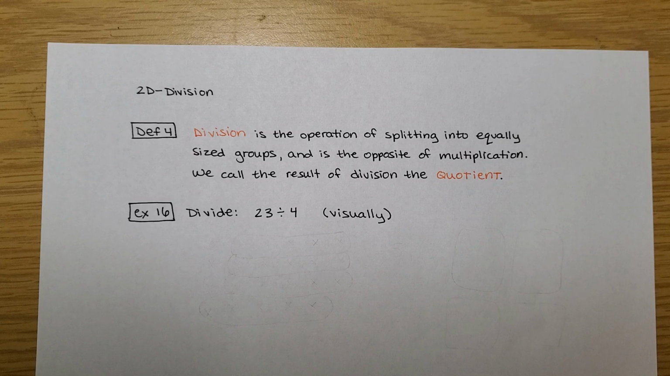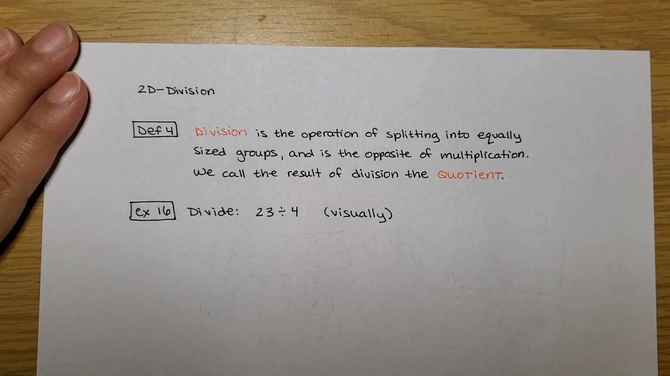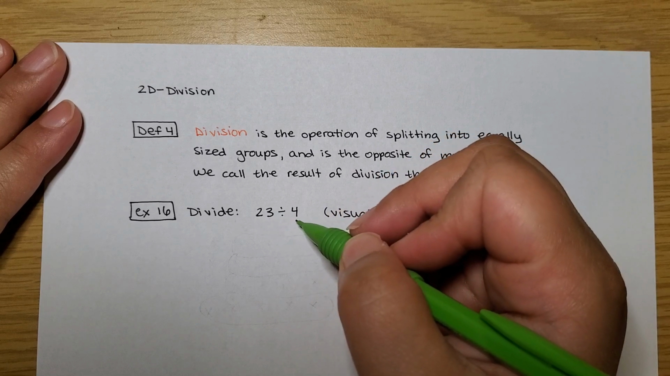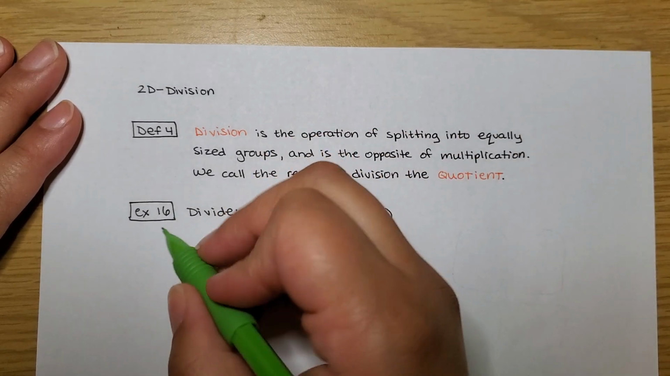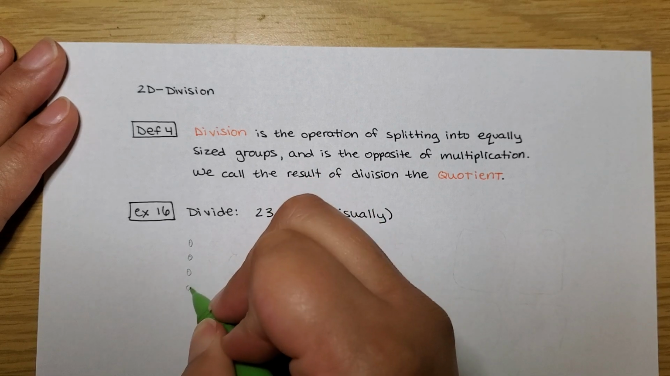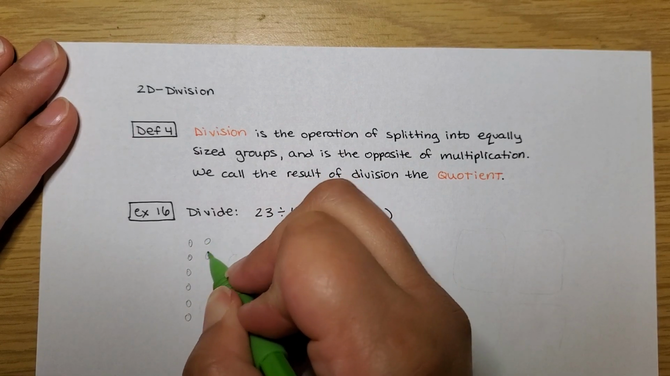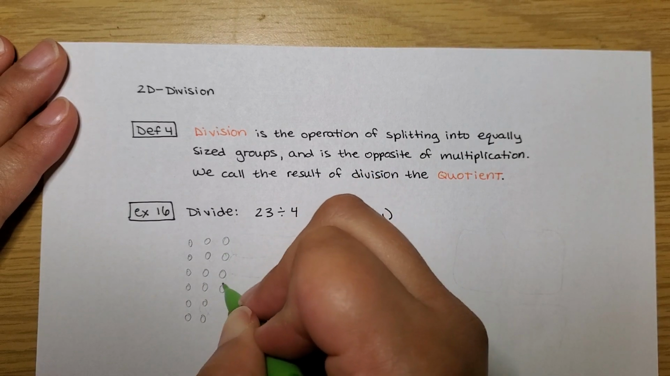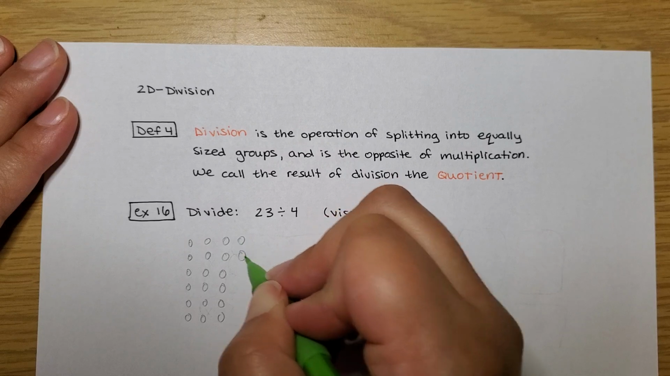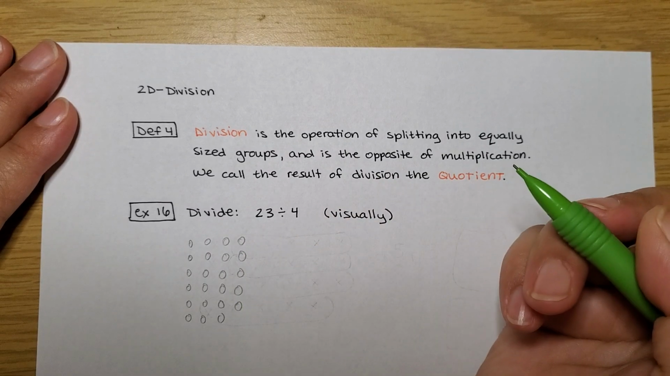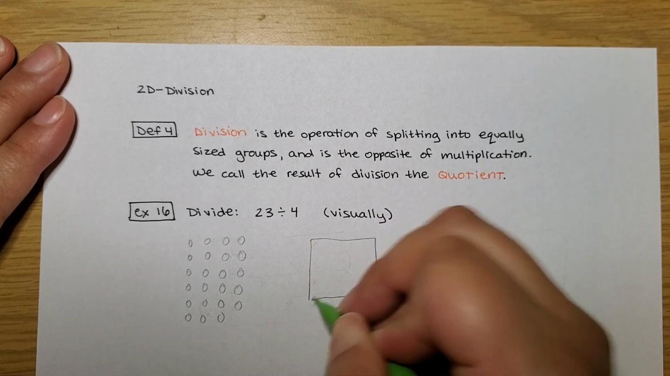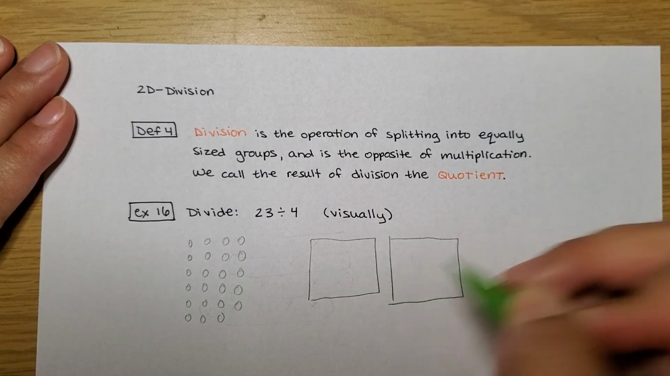So let's look at one way that we can visualize division. In example 16, we're going to divide 23 by 4. I'm going to start out by drawing 23 objects and then also a bank for 4 groups. So 1, 2, 3, 4, 5, 6, 7, 8, 9, 10, 11, 12, 13, 14, 15, 16, 17, 18, 19, 20, 21, 22. Okay, so those are my 23 cookies, say. And then let's say I have 4 friends that I would like to give my cookies to. So these are my 4 groups.